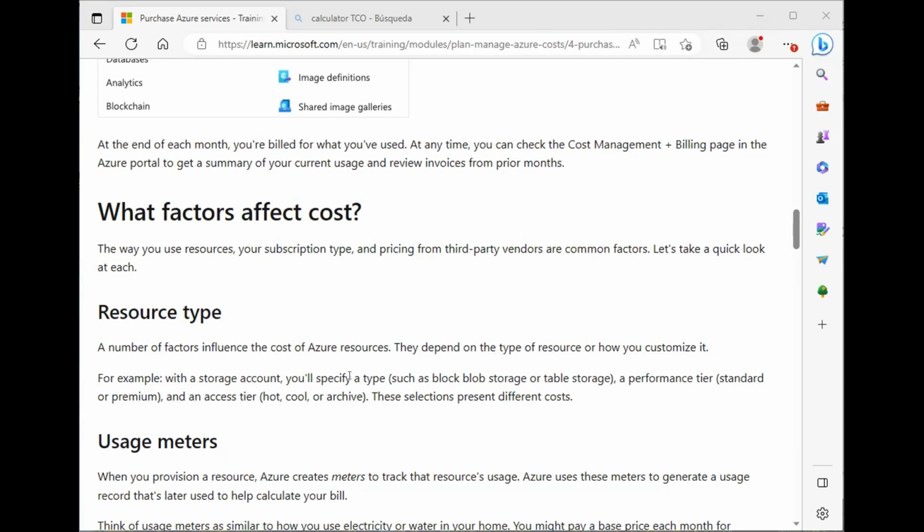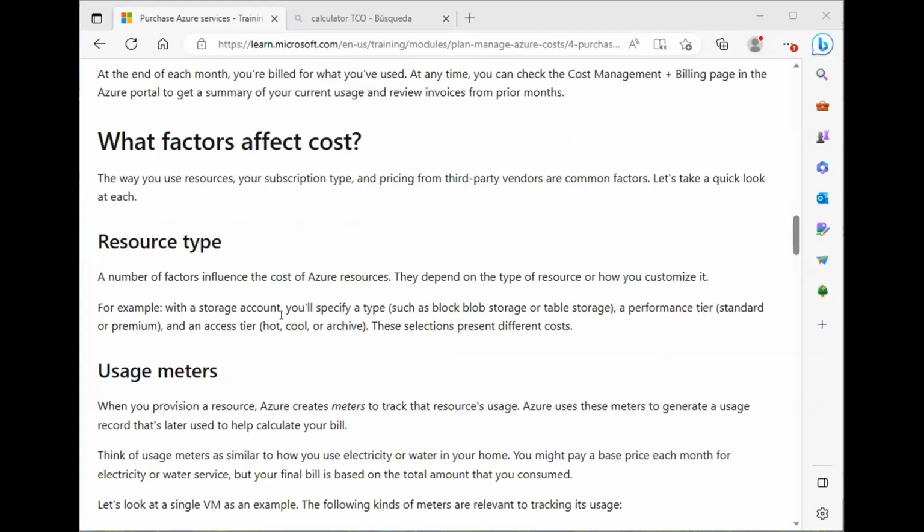For example, with a storage account, you will specify a type such as blob storage or table storage, a performance tier, standard or premium, and an access tier, hot, cool, or archive. This selection presents different costs.